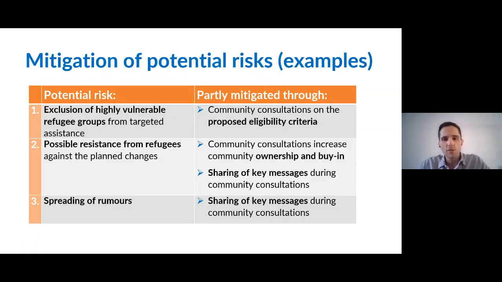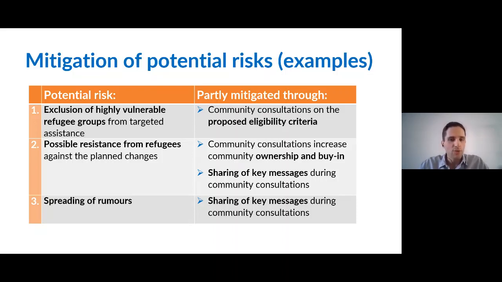So the consultations also help us to mitigate potential risks of the targeting or prioritization exercise. Here we have 3 examples. This is certainly not a comprehensive list, but the first example is a potential risk that we exclude highly vulnerable refugee groups from targeted assistance. And the community consultations help us to partly mitigate this risk since we discuss the proposed eligibility criteria together with the refugees. We try to make sure that the most vulnerable are included in the eligibility criteria, and we adapt the criteria based on refugees' feedback.